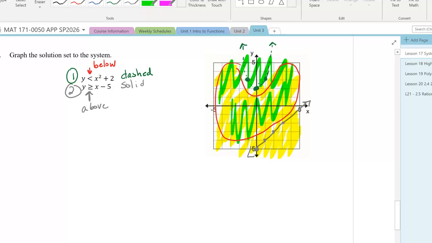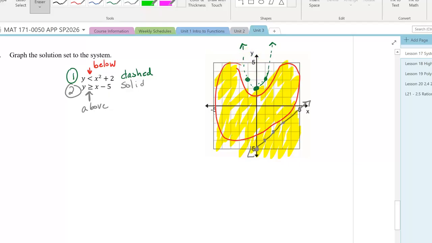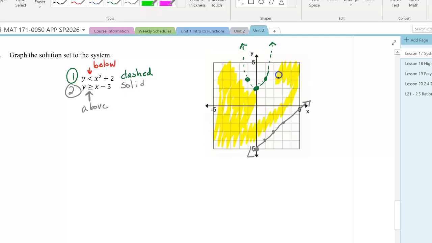When you're graphing, we need to clean this up a little bit. So to show the solution, I'm going to just shade the part that is both below the parabola and above the line. So this yellow shaded region is the solution to the system.